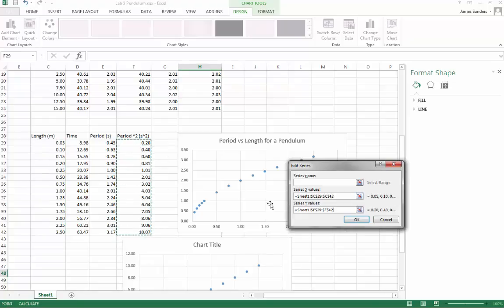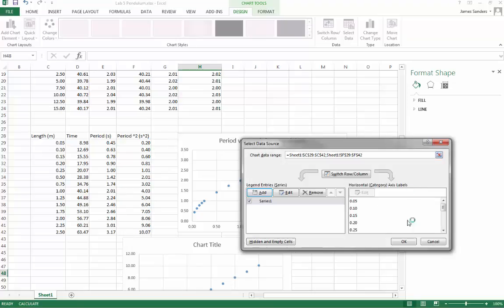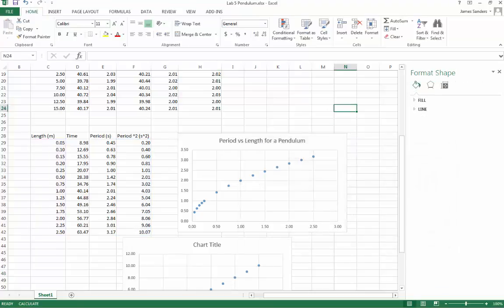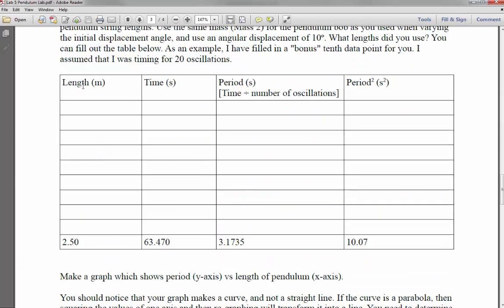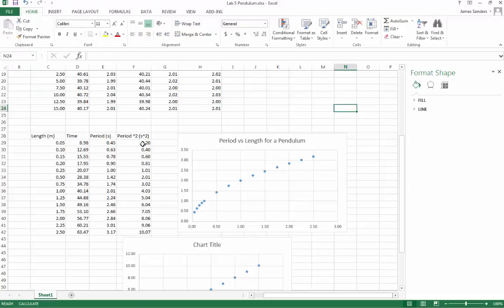That's a column that you're supposed to make in your lab. So if you look at the lab, what it tells you to make, in this data table you have length, time, period, which is this time divided by the number of oscillations, and then you have period squared. So I've basically just made that additional column here. In fact, you can see that I've used a formula equals E29. That would be this one squared. This one right here was the time divided by the number of oscillations.